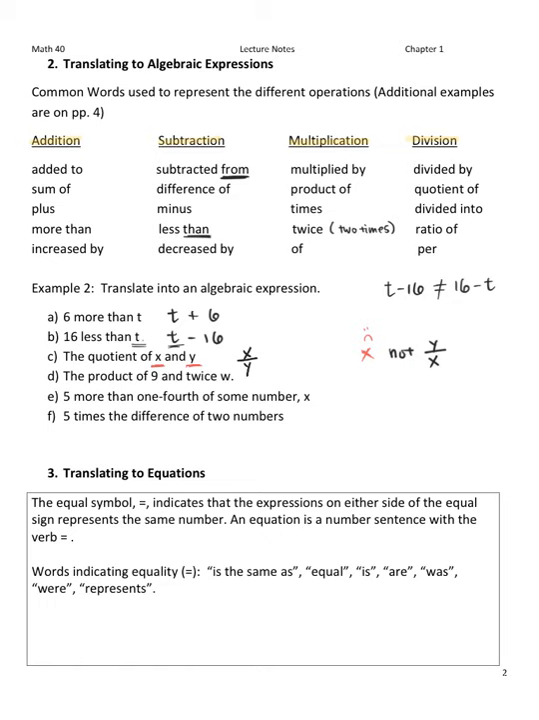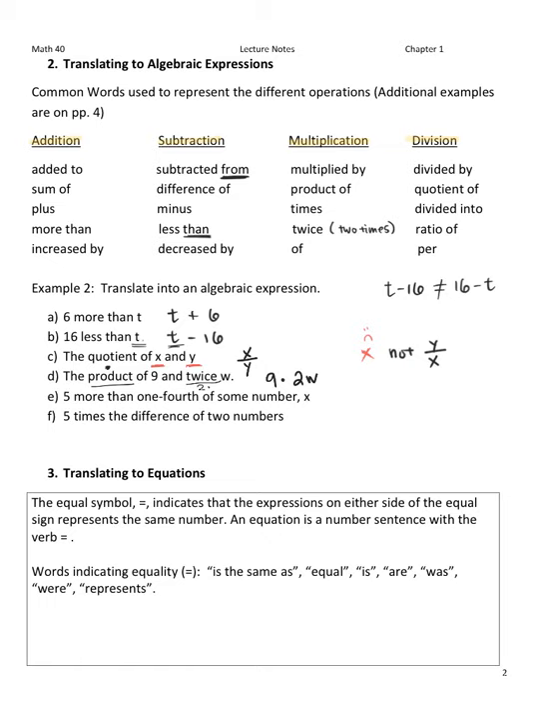Okay, the next one. The product of 9 and twice w. Now the word product corresponds to multiplication. Also, the word twice corresponds to multiplication as well. Twice means 2 times. So the product of 9 and twice w is translated to 9 times twice w, 2w. 9 times 2w, right? That's it.